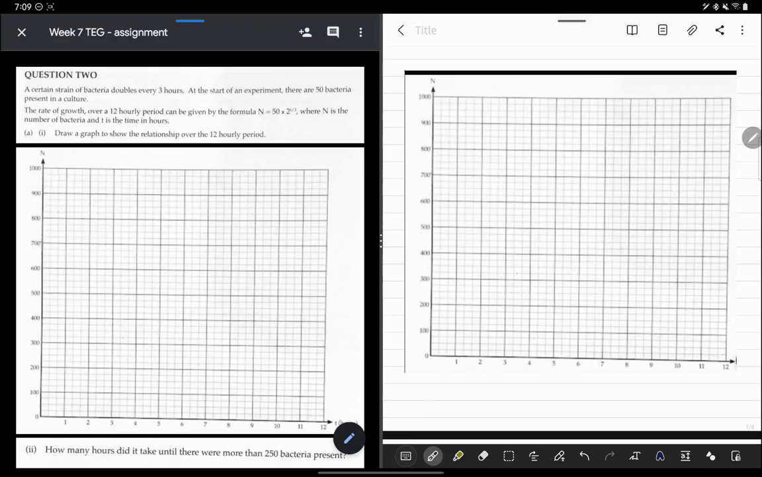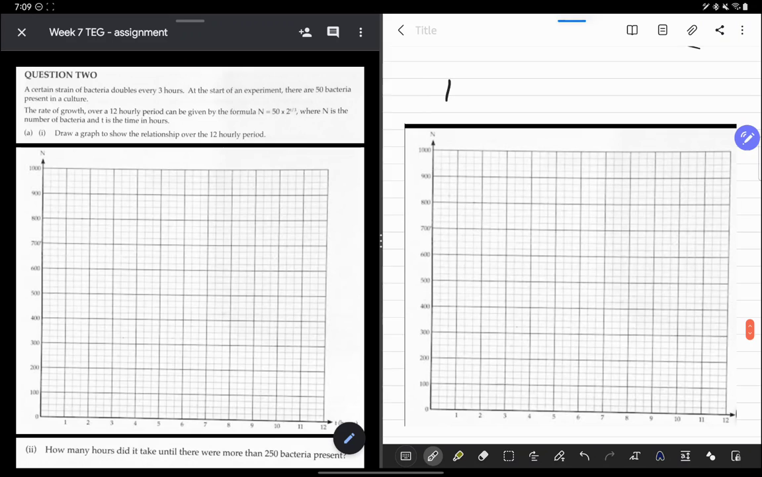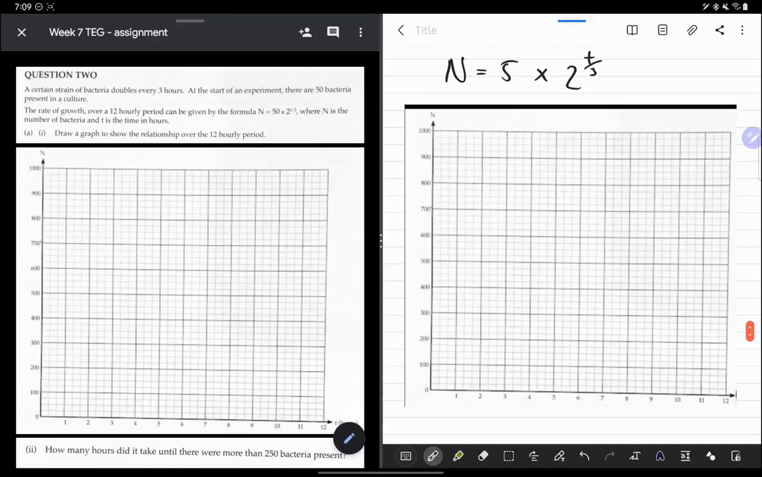So let's draw the graph. We're looking at that equation there. N equals 50 times 2 to the power of t over 3. Now, not 5, 50. There it is. Okay, when t equals 0, that's at this point there, all of that equals exactly 50. Let's change the color just to make it clearer. 50. Okay.